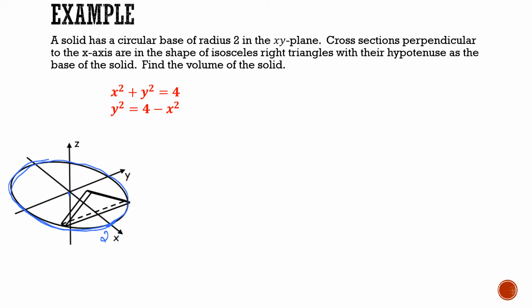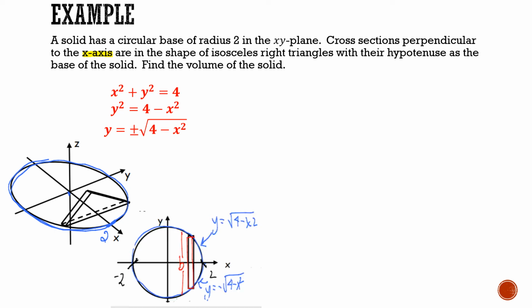Now, because we're perpendicular to the x-axis, I'm going to solve for y, so I get an equation in terms of x. So I subtract x squared on both sides, and then I square root, and I get y equals plus or minus square root of 4 minus x squared. All right, so looking at that visually, square root of 4 minus x squared is the top part of the circle, and negative square root of 4 minus x squared is the bottom of the circle, and the base is extending from the top to the bottom, so top minus bottom.